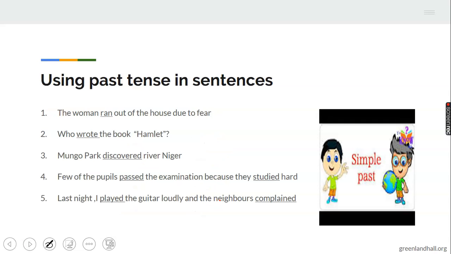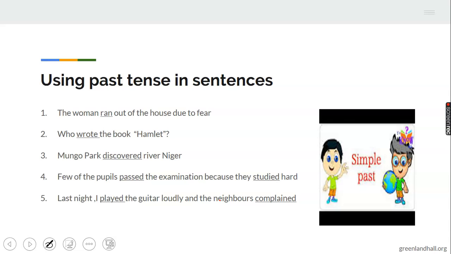Now, how do we use the past tense in sentences? I have some sentences listed out here, and I have underlined the past tenses used in the sentences. I'll read them out one after the other for you, because you'll be making sentences for me in the past tense. So let me show you the ones I have made, and then when we want to make yours, you will be able to follow suit.